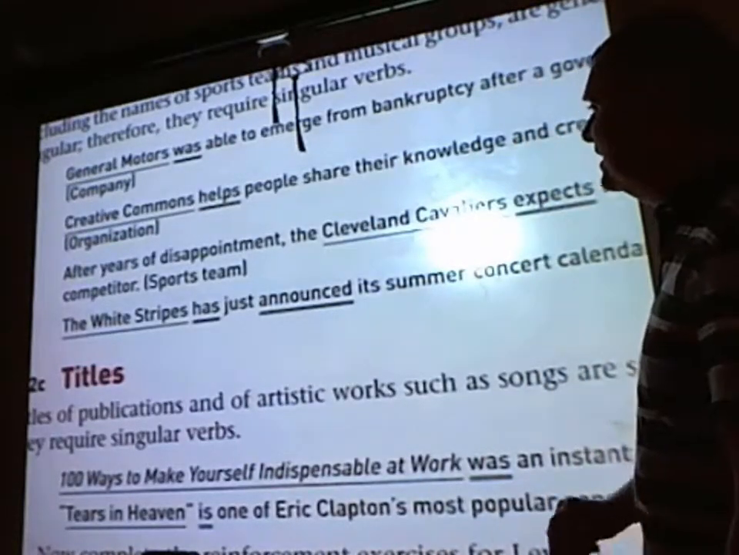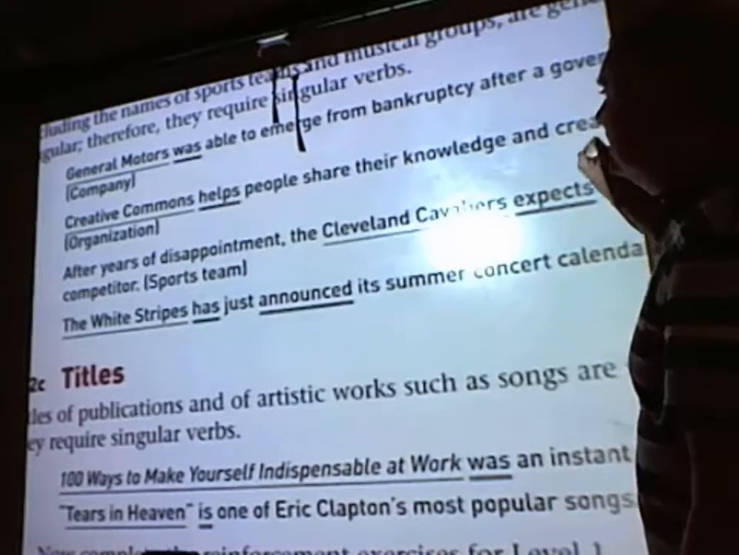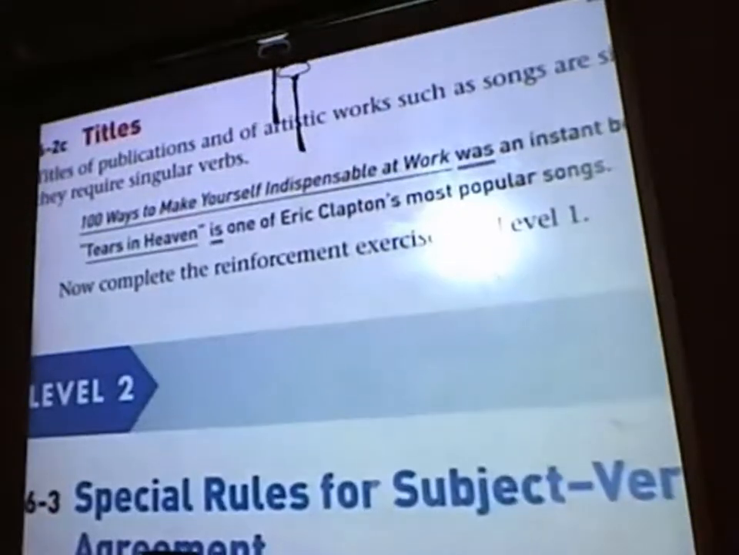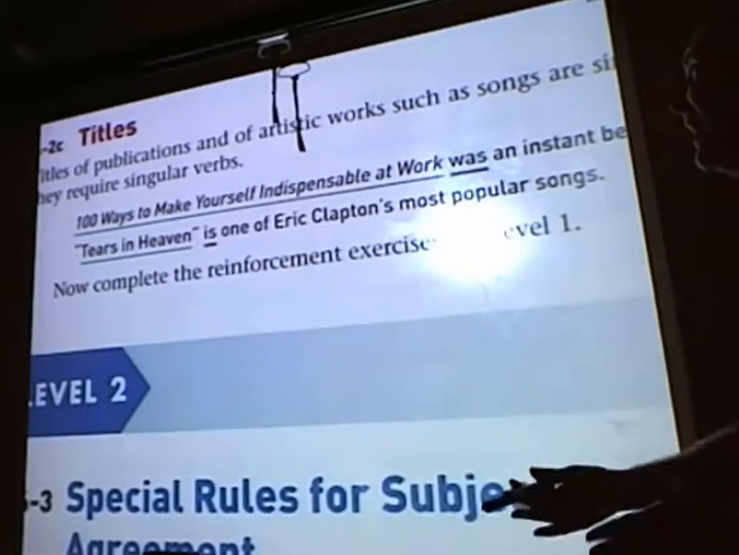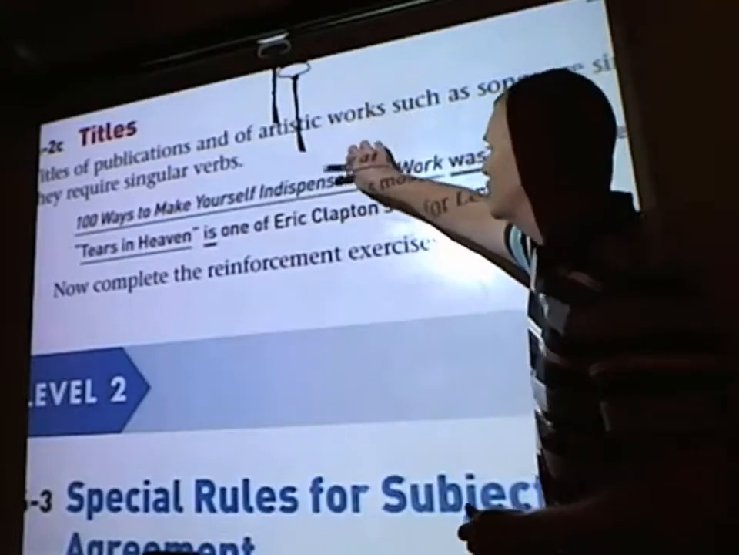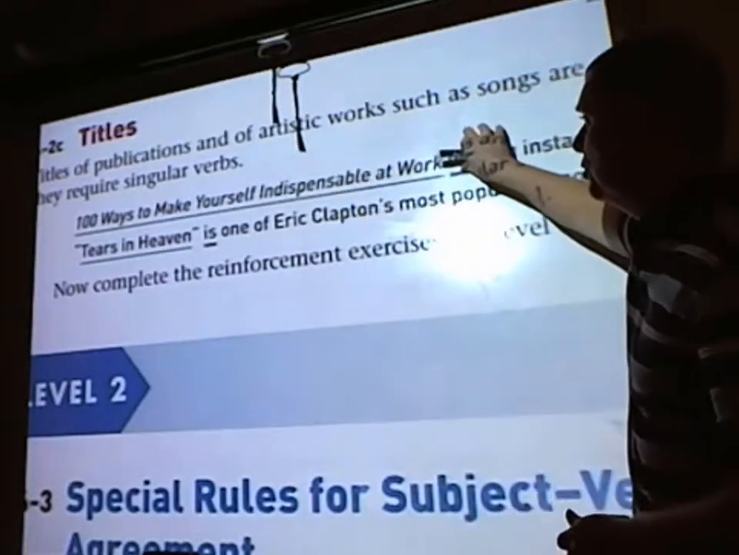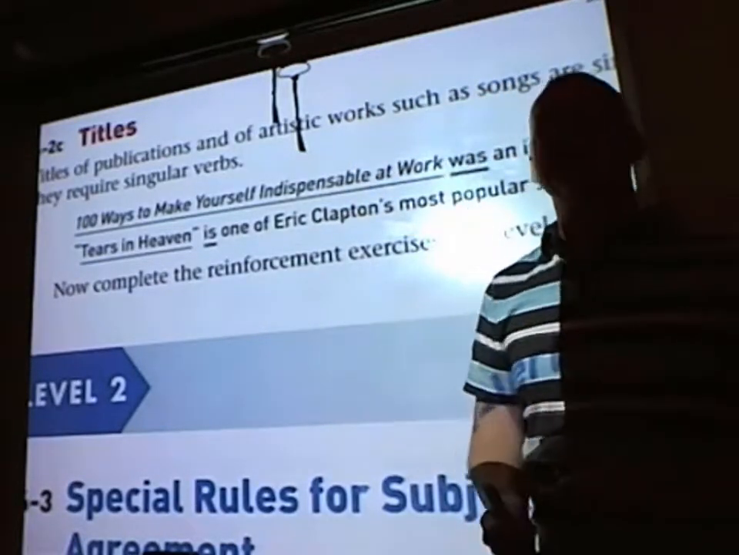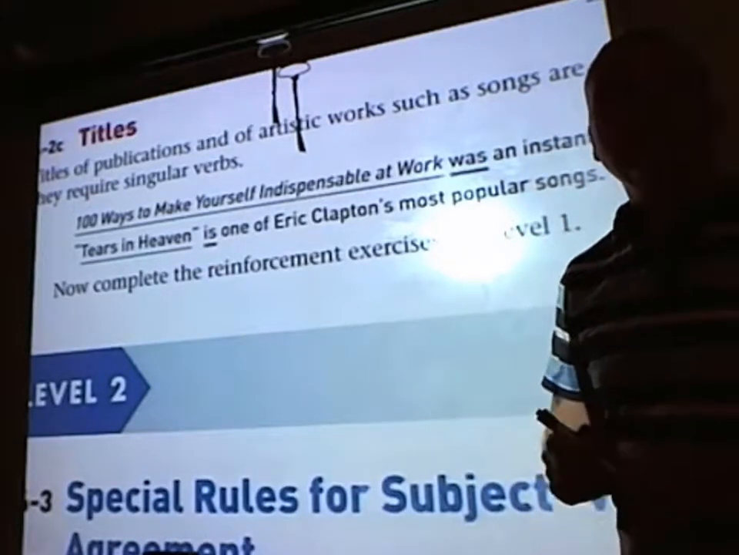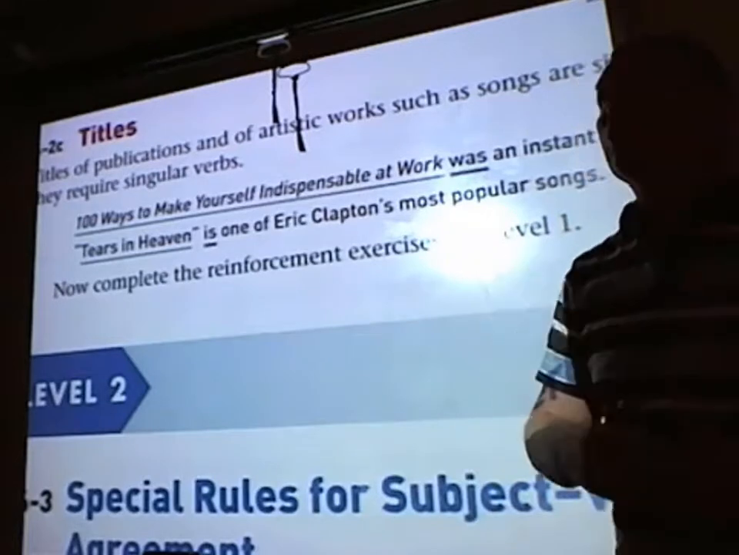Titles, the same way. Here's 100 ways to make yourself indispensable at work. Was. So here's a title that's singular with a singular verb. Tears in Heaven is the name of one of Eric Clapton's most popular songs. Even though there shows plurality in the title, it's a title. Titles are considered to be singular, so we need a singular verb.